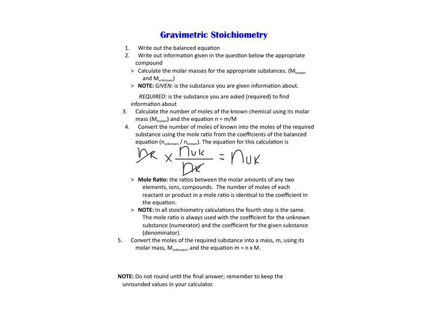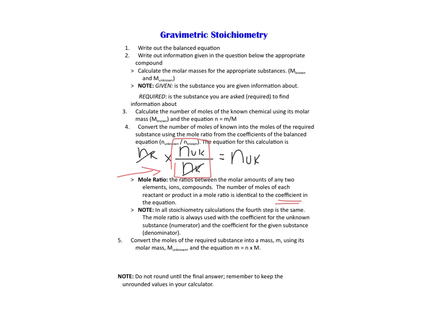The mole ratio is just this, unknown over known. It's the ratio between the molar amounts of any 2 elements or ions or compounds in an equation. All right, it's identical to the coefficient in the equation. In all stoichiometry calculations, this step is the same. The mole ratio is used with the coefficient for the unknown substance in the numerator, and the coefficient for the given substance in the denominator, just like what I've written up there.